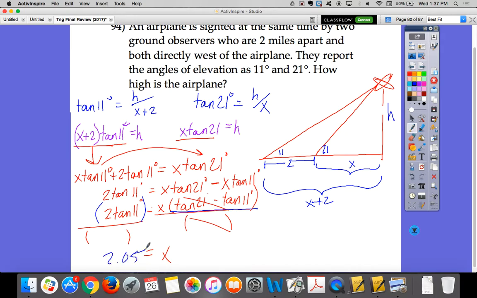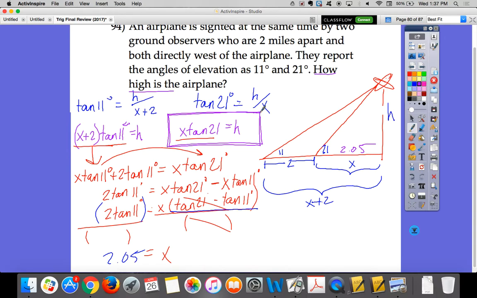So that's the little X value over here, 2.05. But that does not answer the question. The question was, how high is the airplane? But don't freak out, we're almost there. This little jewel right here is sitting pretty. Don't clear your calculator either. Just leave all those lovely little decimals in there.